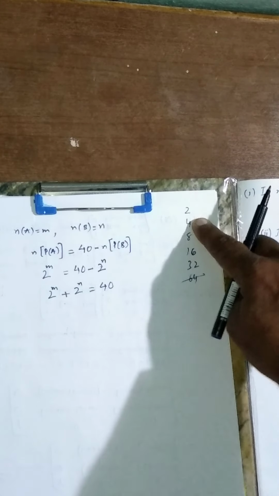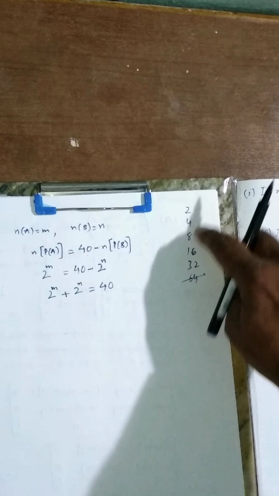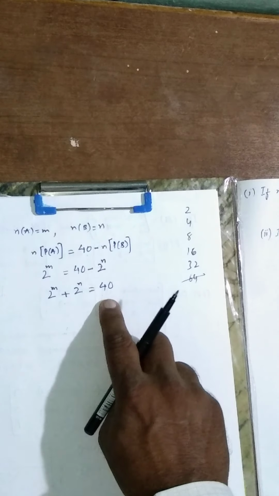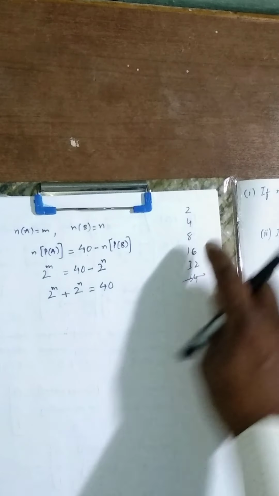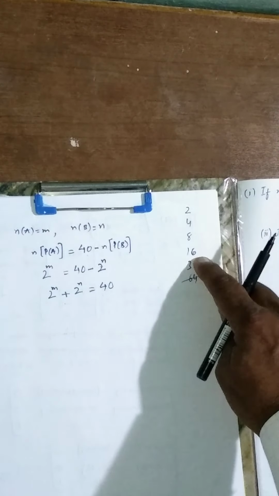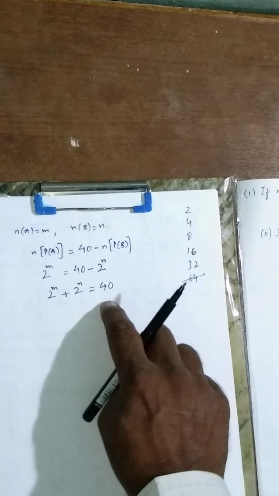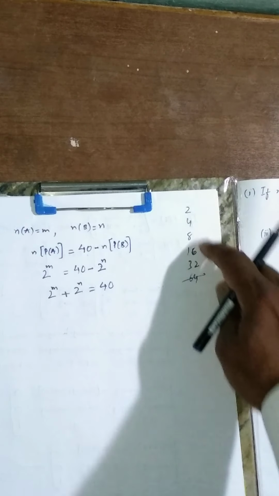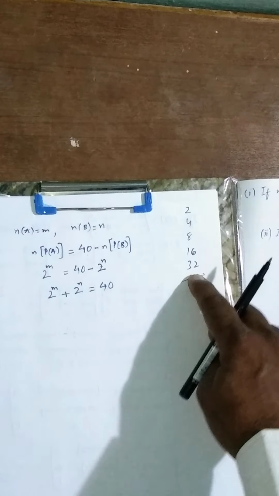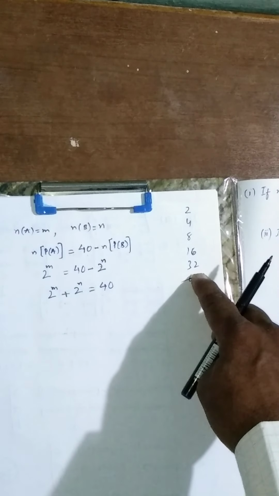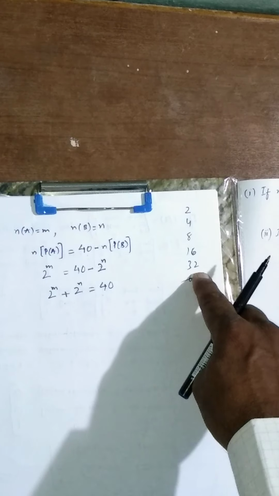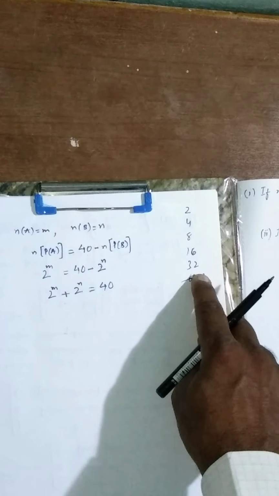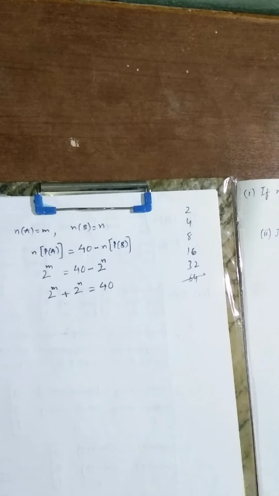Now does 2 plus 4 give us 40? No. 2 plus 8? No. 2 plus 16? No. 2 plus 32? No. 4 plus 8? No. Sum must be 40. 4 plus 8 is 16, not 40. 4 plus 16 is 20, not 40. 4 plus 32 is 36, not 40. Let's check with 8. 8 and 16 is 24, not 40. 8 and 32, yes. 8 and 32 is 40, right?